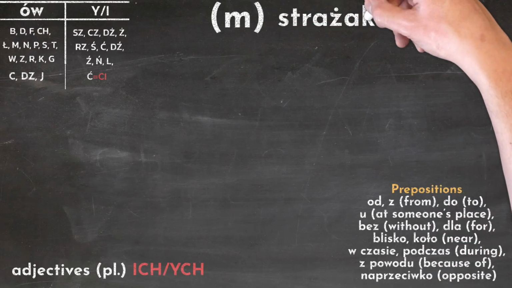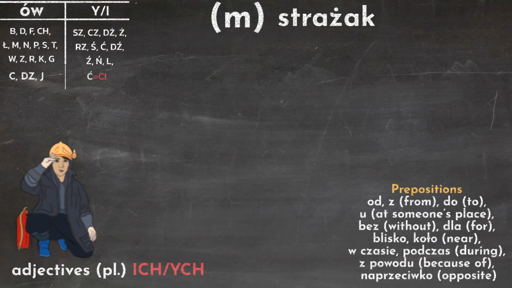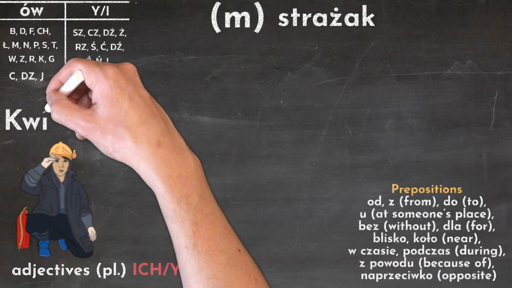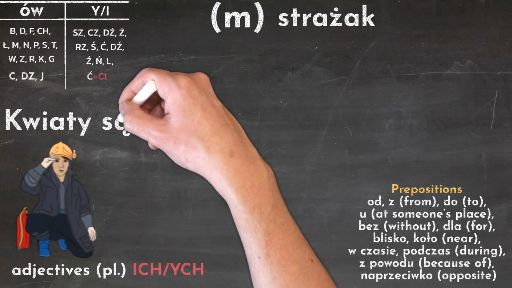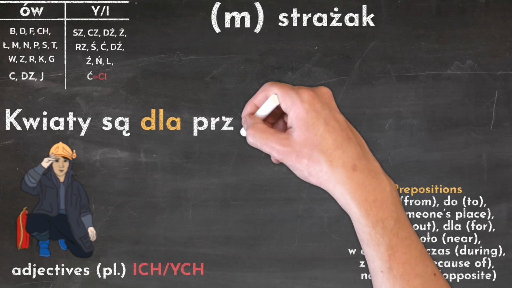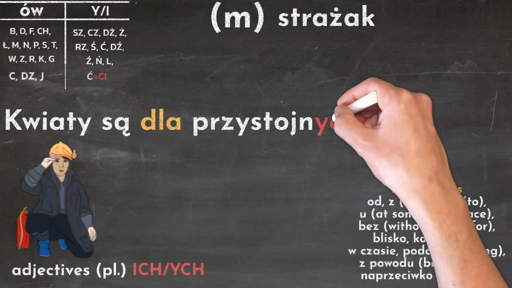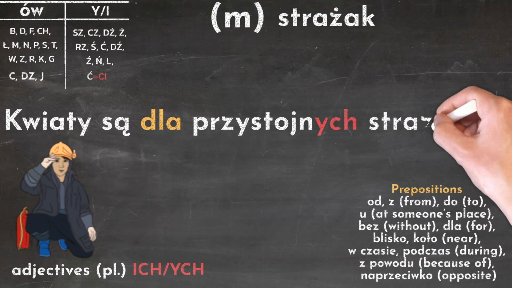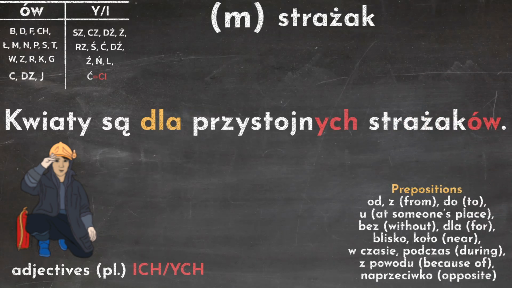Let's look at some examples. Strażak. Strażak ends in a hard consonant. K is a very normal looking letter, hence the ending, you guessed it, ów. Kwiaty są dla przystojnych strażaków. All plural adjectives in the genitive case will obtain the ending ich or ych.